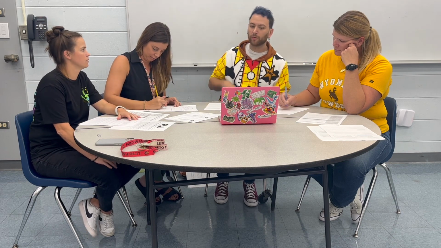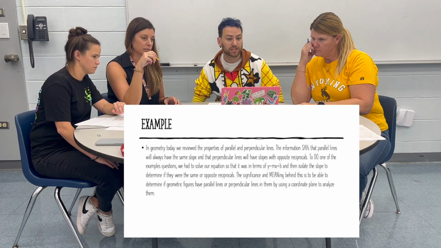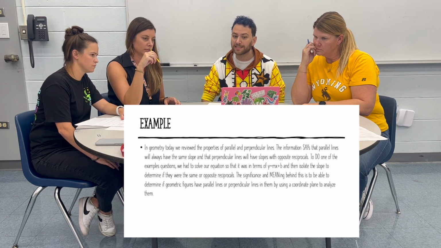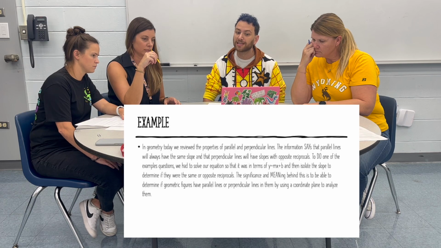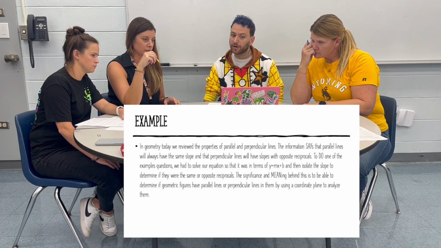Okay. All right, as we wrap up, let's take a look at one example, and then I want you to write your own summary statement based off yesterday's volume task card question trails that we did. So I wrote a summary statement about a previous topic that we just finished. In geometry today, we reviewed the properties of parallel and perpendicular lines. The information says that parallel lines always have the same slope and perpendicular lines always have slopes that are opposite reciprocals.